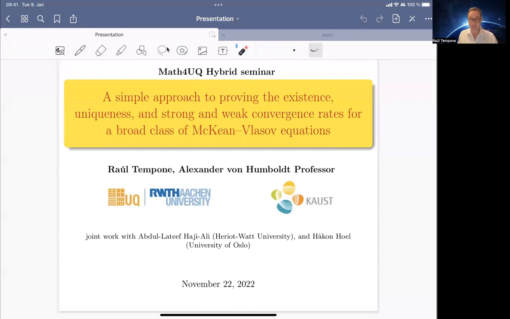It's exciting to see some very familiar names in the audience. So this is a collaboration with Abdul Latif, who is in Heriot-Watt, and Håkon Hoel, who used to be a W1 with our chair in UiTH, and now he's an associate professor at the University of Oslo. All right, so what is this about?